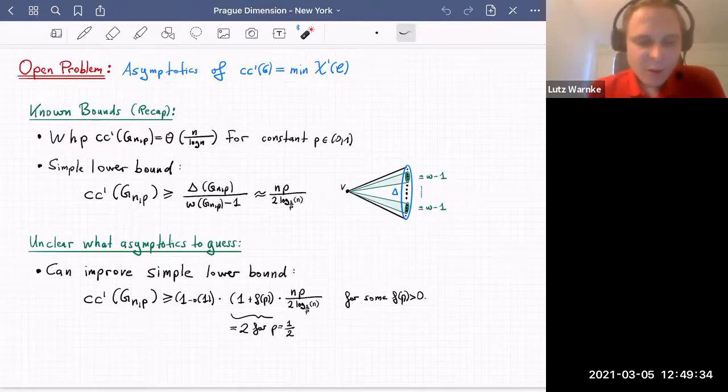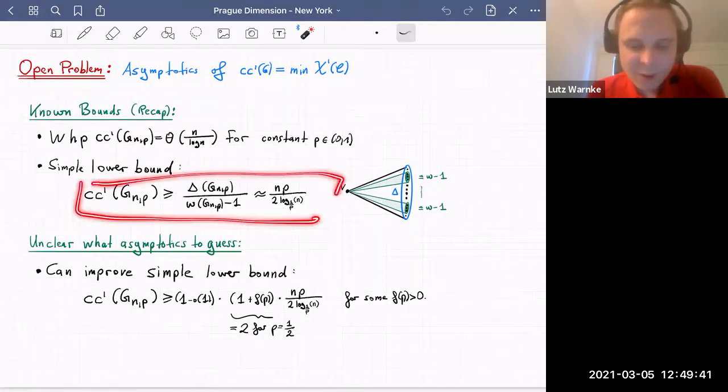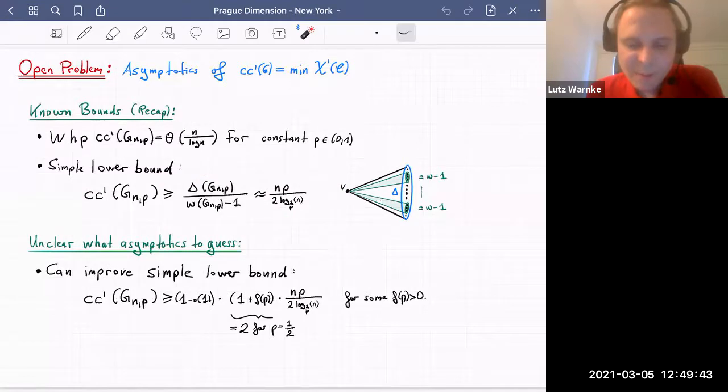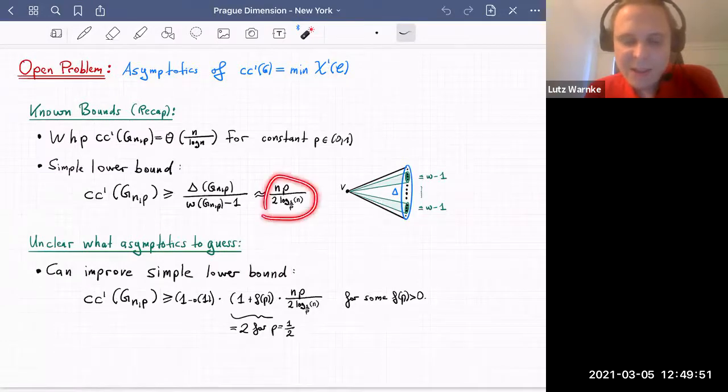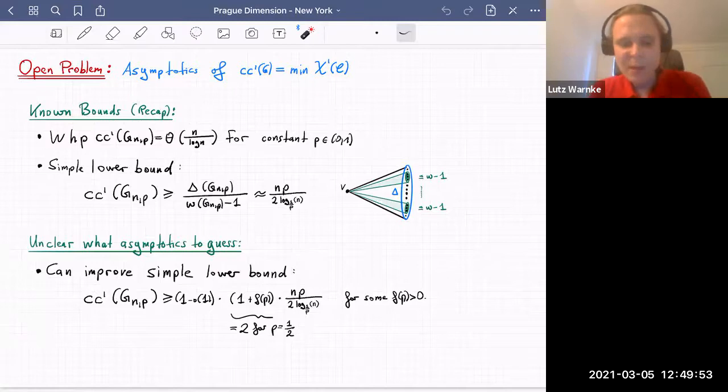So, what we proved in our bound is that for constant p, we get n over log n. And at the beginning of the talk, I showed you this simple lower bound, which was just using the maximum degree and the maximum clique size. That predicted something like np over 2 log n to the base 1 over p. And now you could ask, is this the truth? Is this the truth for our parameter? And maybe for some while I thought that this is true, because in many of these cases, the lower bound is very simple. The upper bound requires some work.